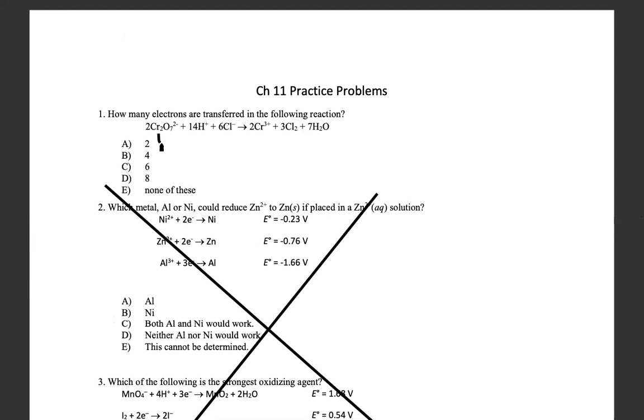So the way I would start is we have 4 electrons here. Oh, this is going to be a lot harder than I thought. 4 electrons here because we have 2 times the -2 here. So we have 4.